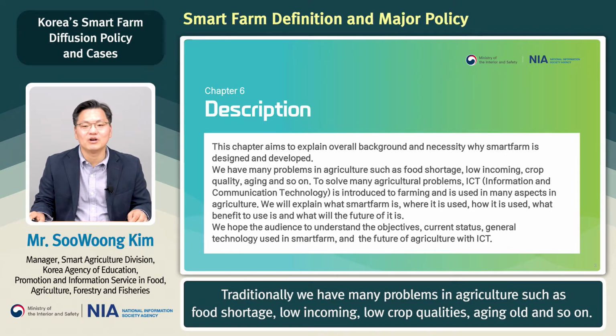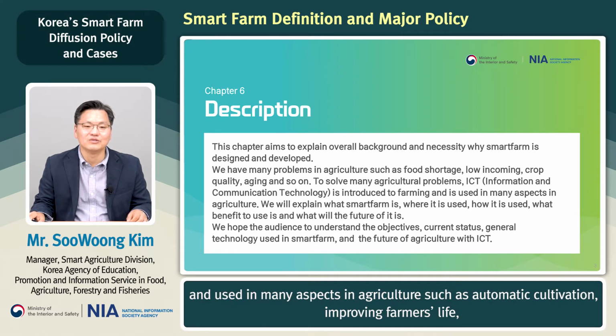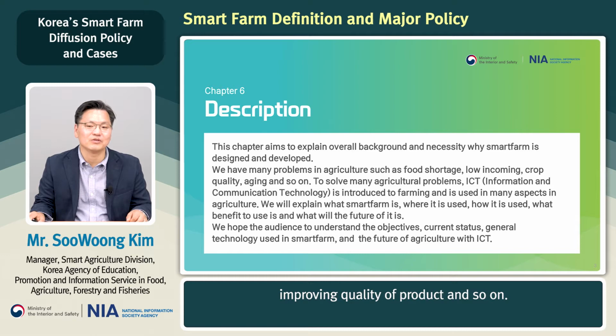Traditionally, we have many problems in agriculture, such as food shortage, low income, low crop quality, aging farmers, and so on. To solve these agricultural problems, information and communication technology is introduced to farming and used in many aspects of agriculture, such as automatic cultivation, improving farmers' life, improving quality of product, and so on.